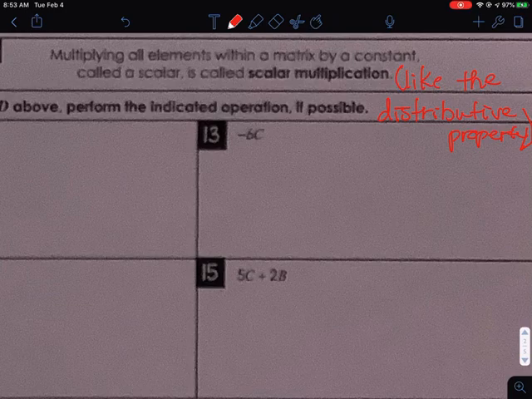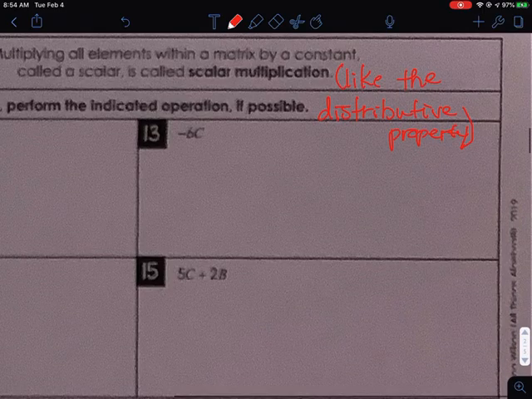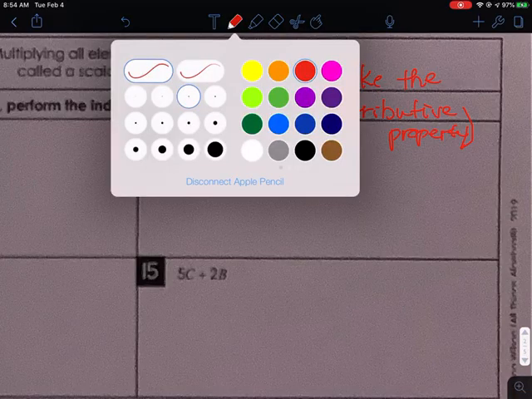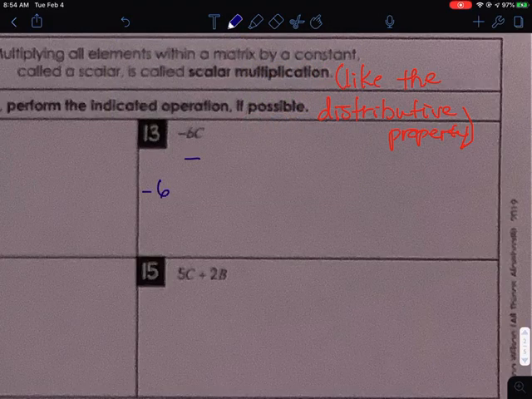All right, so we're going to use the same matrices A, B, C, and D that we used above. We'll do two of these together, and then you can do the other one, or the other two. All right, so we're going to do number 13. For number 13, I have to multiply -6 times matrix C. So here's my -6. It's going to be multiplied by everything that is in matrix C. So let me recopy C here.